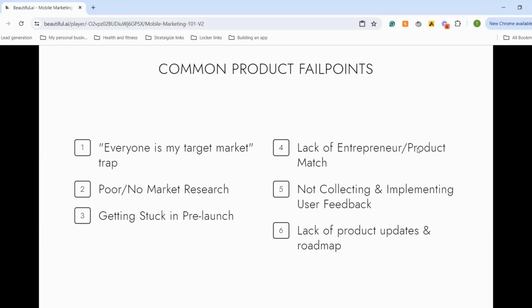The first one that I see quite often is the belief that everyone is your target market. I really subscribe to the philosophy that if you build a product for everyone, you have built the product for no one. And if you believe that your product is addressable for every single person in the world, you're going to have significant challenges throughout.